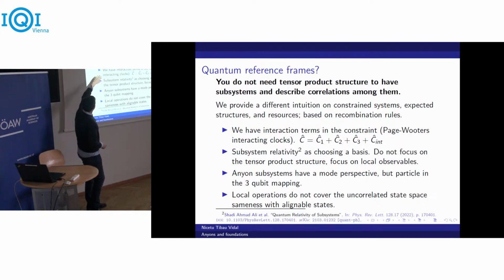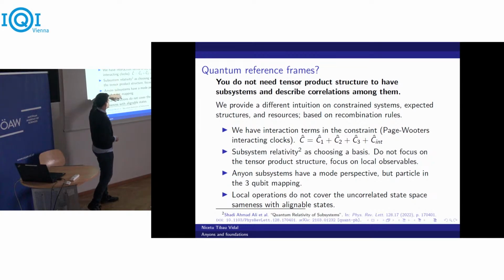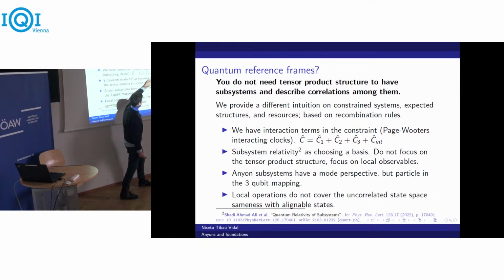So all these are just speculative points that, if some of you are interested in discussing or exploring, I would be very interested in doing so, to learn more about what you do also. So, for example, when you study the constraint that maps the 3-qubit system to the 2-anyon system, you see that there is a term that has interactions.